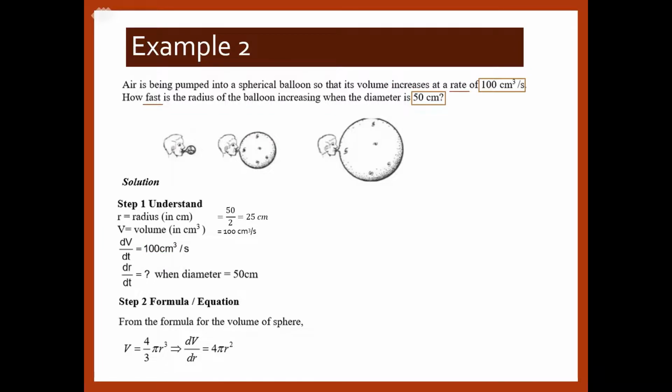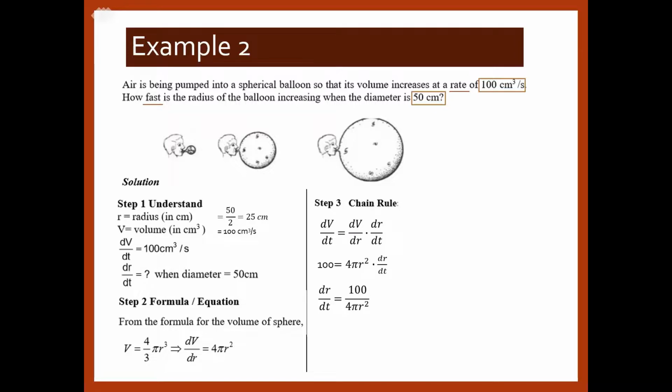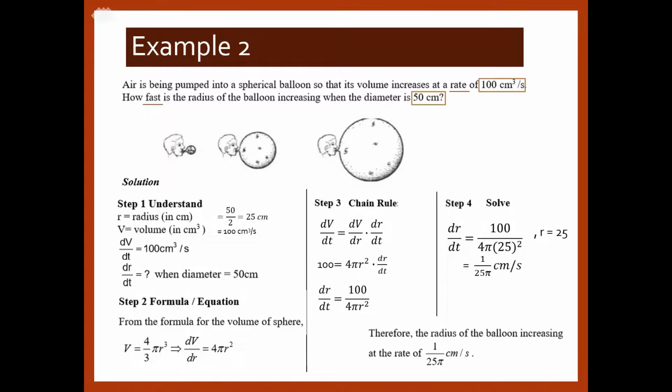The formula for the volume of a sphere is given by V equal to 4 over 3 pi r cubed. Differentiate dV over dr, the answer is 4 pi r squared. By using the chain rule, dV over dt is equal to dV over dr multiplied with dr over dt. Substitute the given information into this formula and simplify. You should get dr over dt equal to 100 over 4 pi r squared. Substitute the r with 25 and simplify. You should get the final answer 1 over 25 pi. Therefore, the radius of the balloon is increasing at the rate of 1 over 25 pi centimeter per second.